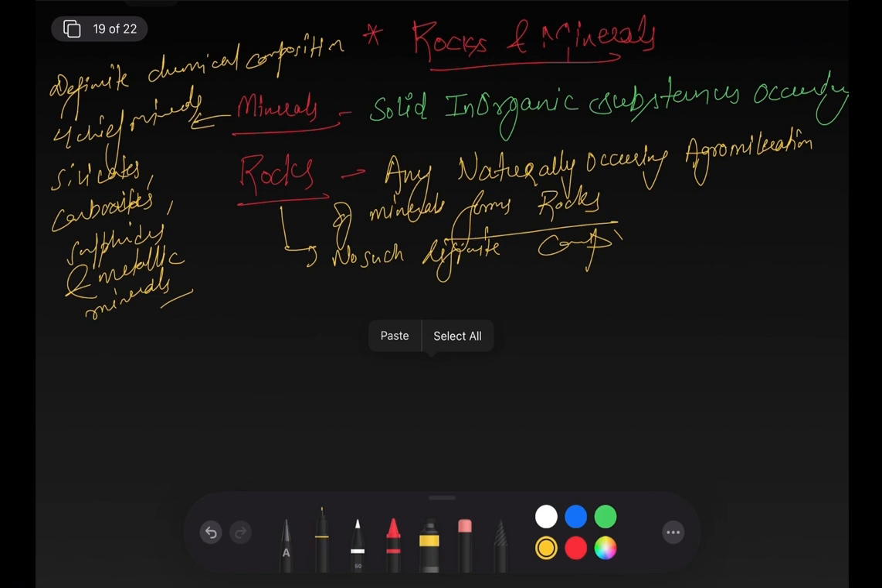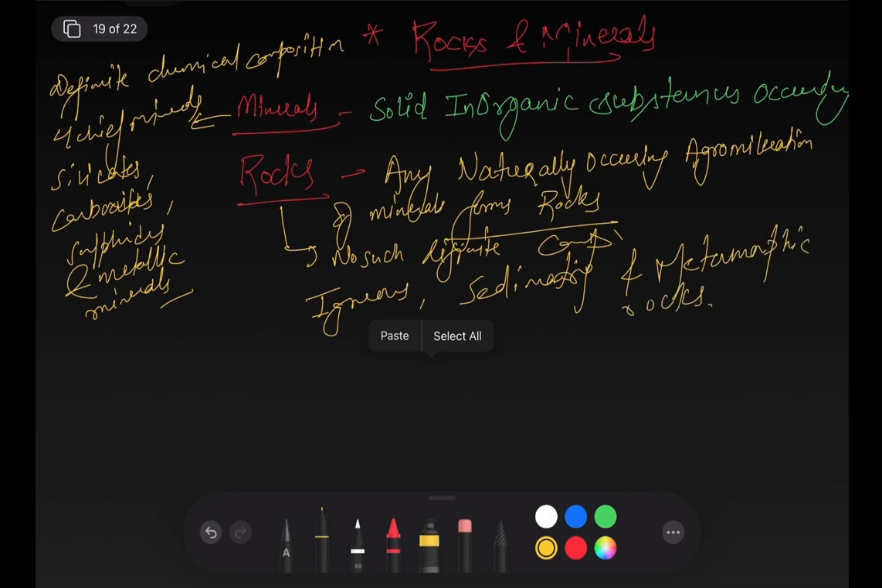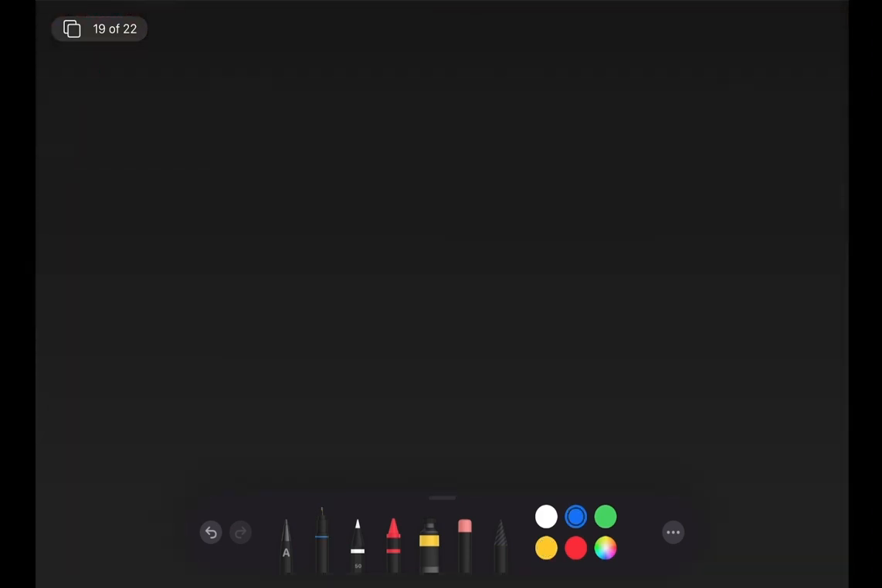Rocks are divided into three types: igneous, sedimentary, and metamorphic rocks. Let's understand these types of rocks. First type is igneous rock. What are these igneous rocks? Igneous rocks are the rocks formed because of lava or magma. The rocks which are formed due to the cooling, solidification, and crystallization of molten material or magma are known as igneous rocks. They are also called primary rocks.